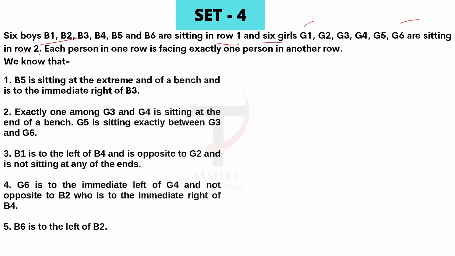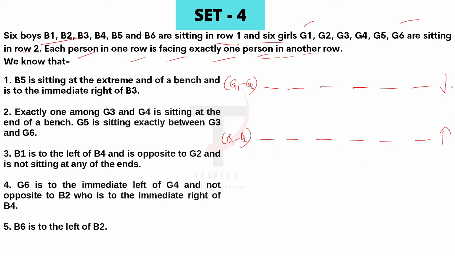Okay, and what is still given? Each person in one row is facing exactly one person in the other row, which means they are opposite to each other. It is indirectly given that they are opposite to each other. So let us take 6 and 6. If all the girls are here, G1 to G6, and all the boys are here, B1 to B6, which means boys are facing the north direction and girls are facing the south direction.